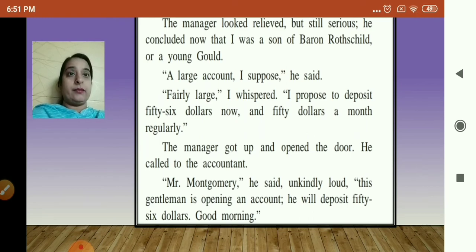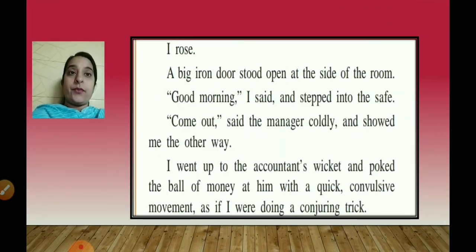"Good morning." I rose. A big iron door stood open at the side of the room. "Good morning," I said and stepped into the safe. "Come out," said the manager coldly and showed me the other way. I went up to the accountant's wicket and poked the ball of money at him with a quick, convulsive movement as if I were doing a conjuring trick.